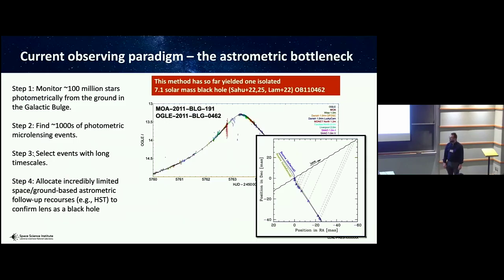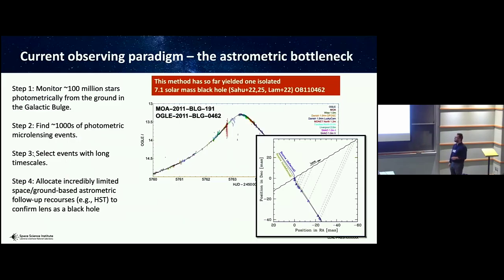A priori, if you run your galactic model, you expect about 1% of microlensing events to be caused by black holes. So why have we only found one? It's because it's really hard to do with photometry only. Typically, the strategy is that you have a large microlensing survey like OGLE, monitoring hundreds of millions of stars in the galactic bulge. That gets you thousands of microlensing events. You then select events that you think might be black holes.